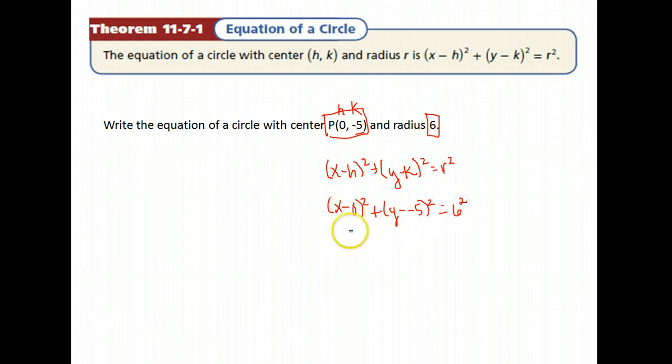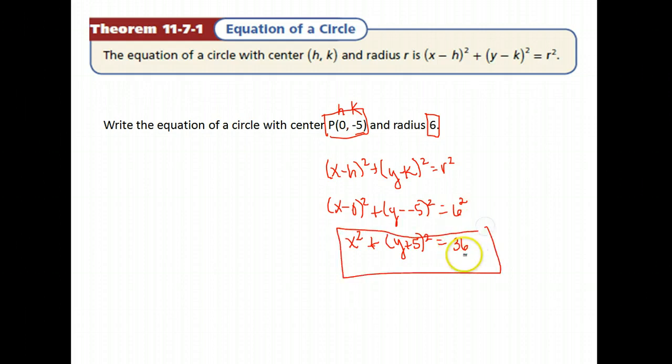x minus 0 is just x. So if 0 is one of your coordinates, you just get the letter squared. Plus minus a negative, remember, means plus, so we have (y + 5)² equals, and 6 times 6 is 36. There we go. x² + (y + 5)² = 36.